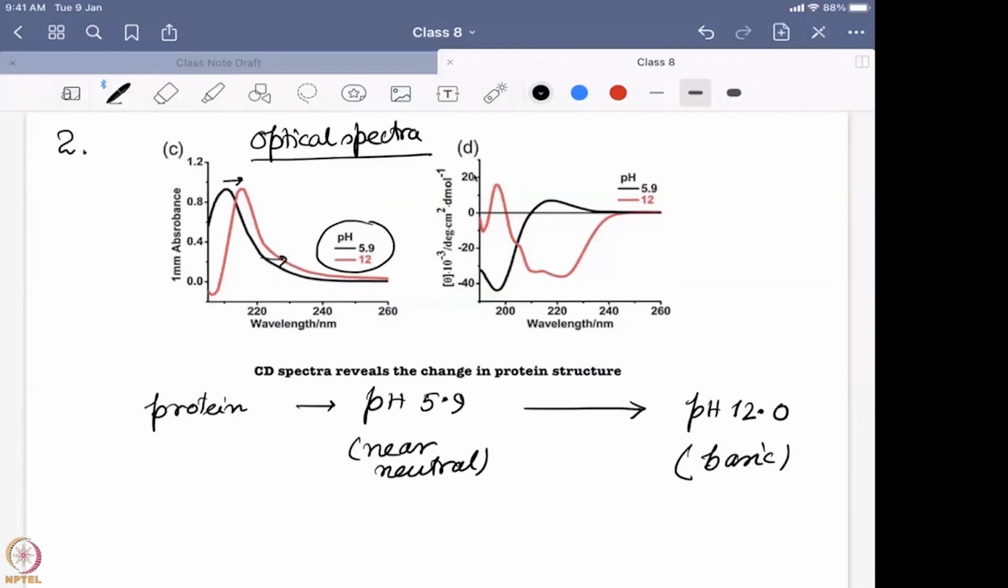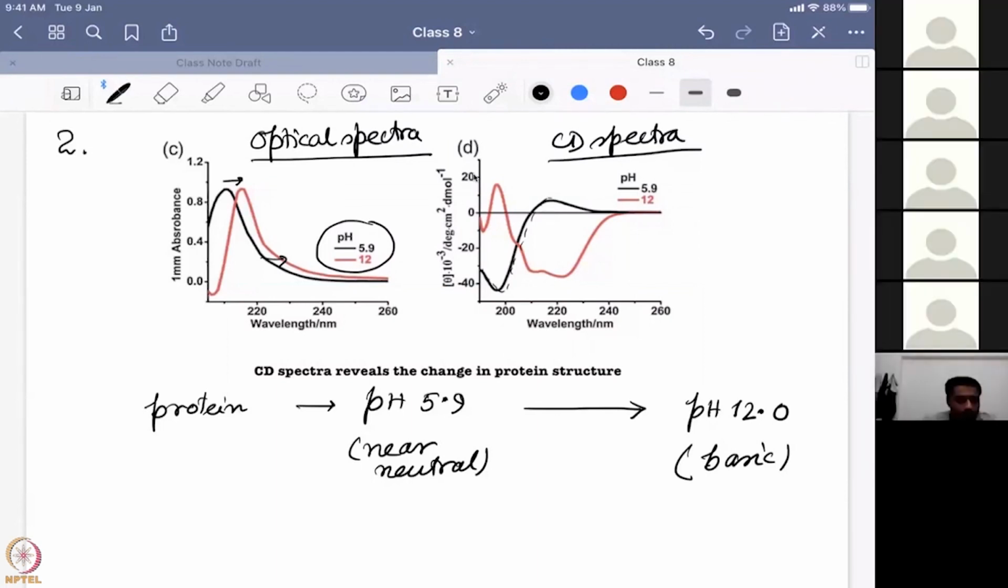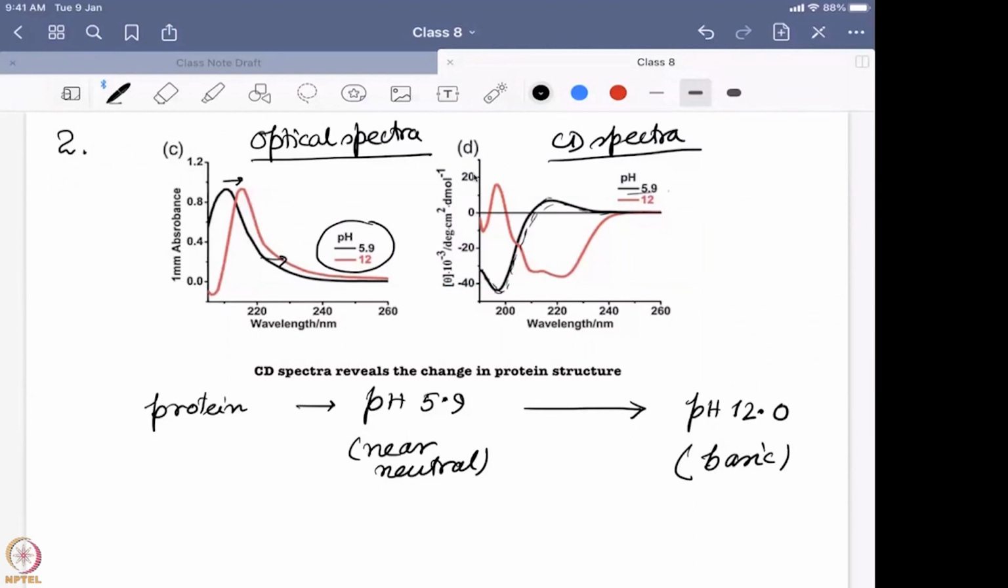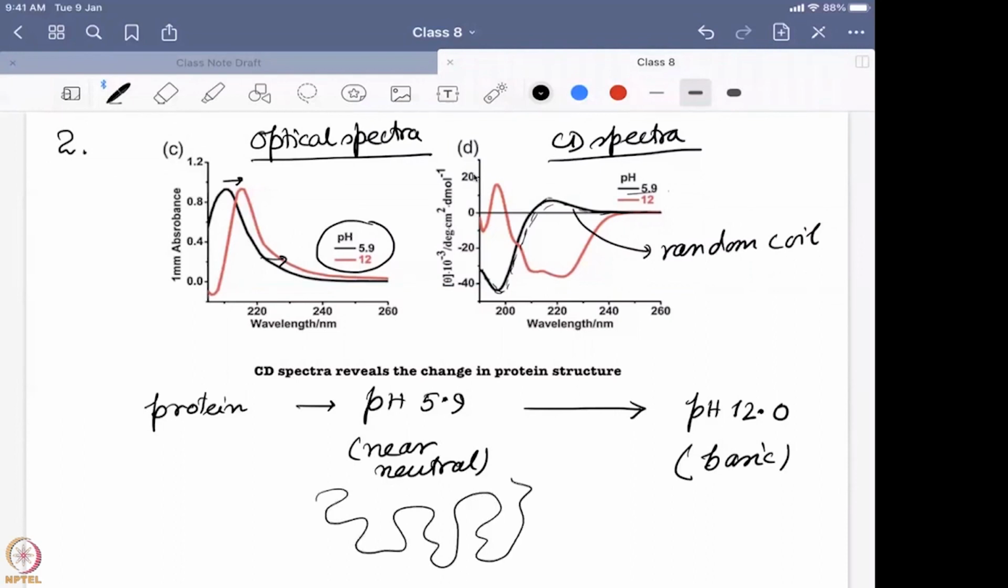It is not conclusively saying that this is the change you are seeing. On the other hand, if you look into the CD spectrum, what change are you seeing? Take a look at the pH 5.9 data. You can see a negative band over here and a small positive hump around 210. This black trace is suggesting that at pH 5.9 it is remaining as a random coil. There is no particular bonding in this protein at pH 5.9.